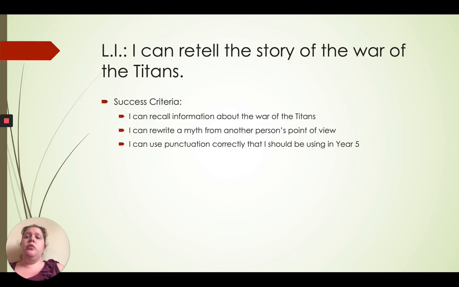So today's lesson, you'll be able to retell the story of the War of the Titans. You'll be able to recall information about the War of the Titans. You'll be able to write a myth from another person's point of view. And you will be able to use punctuation correctly that you should be using for year 5.